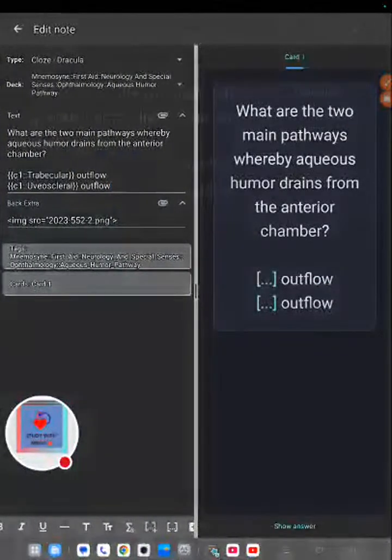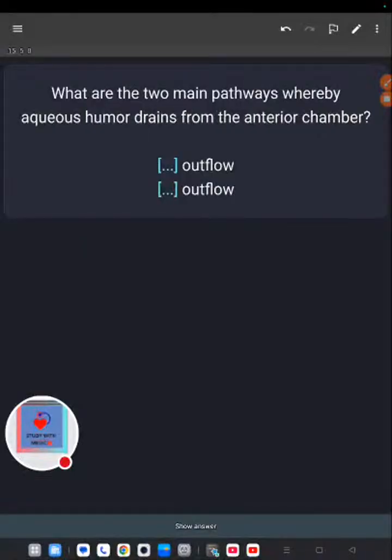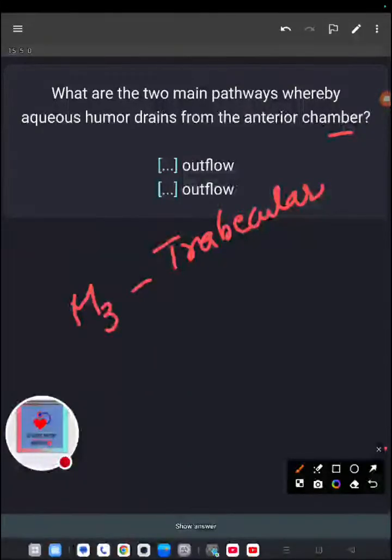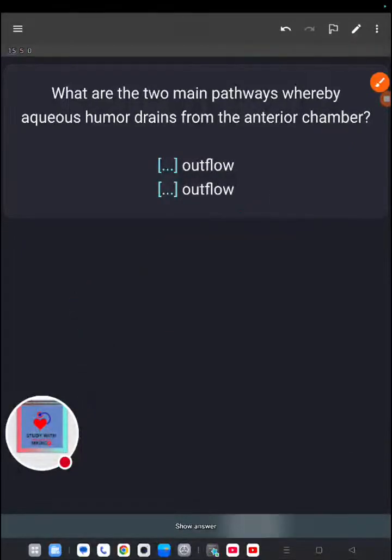What are the two main pathways whereby aqueous humor drains from the anterior chamber? Trabecular meshwork outflow, trabecular outflow, and uveoscleral outflow. Trabecular is M3 agonist. The other is prostaglandin, uveoscleral outflow, agonist.